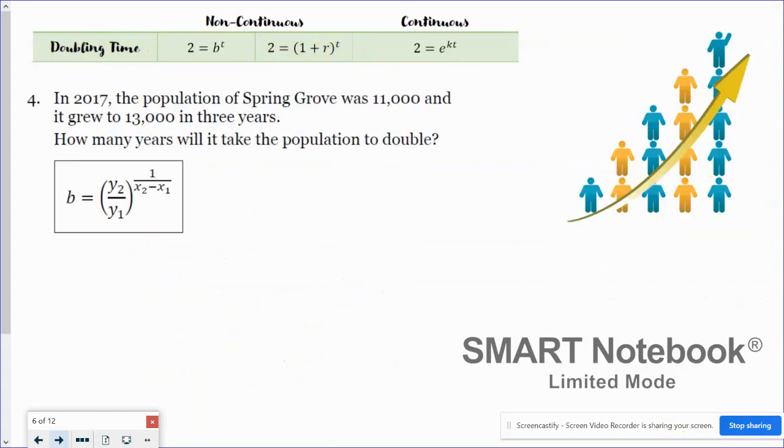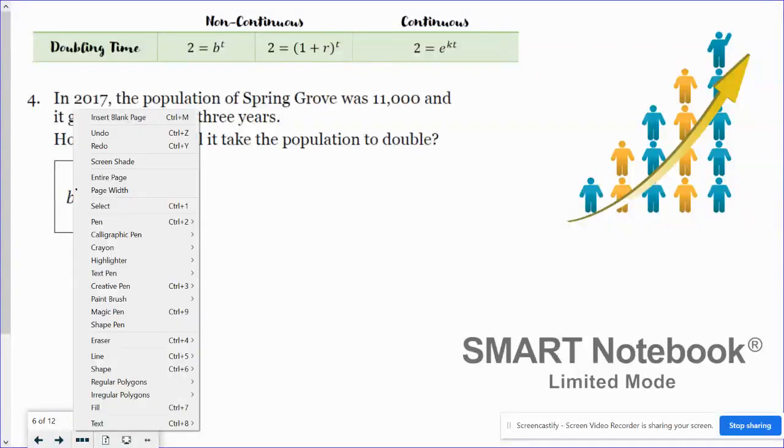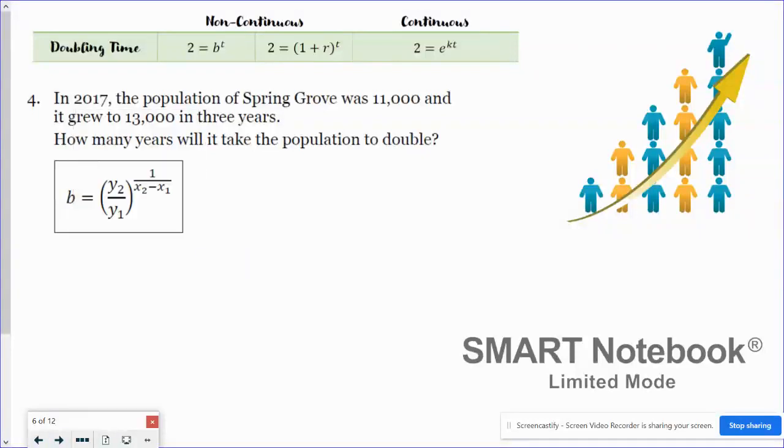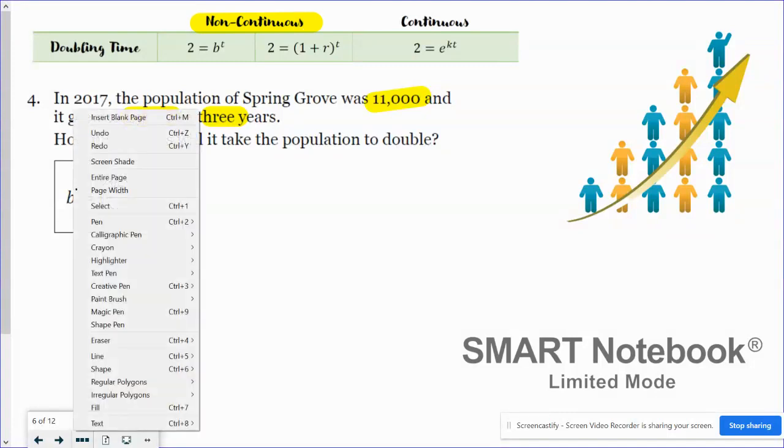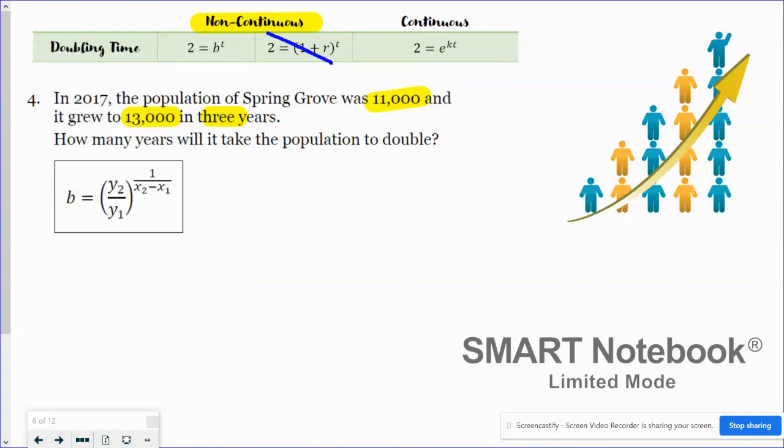So in 2017, the population of Spring Grove was 11,000 and it grew to 13,000 in 3 years' time. How many years did it take the population to double? Okay, so this is definitely a non-continuous situation. They did not tell me what r was, so how can I figure out what 1 plus r is if I don't know what r is? So I can't really use this formula here.